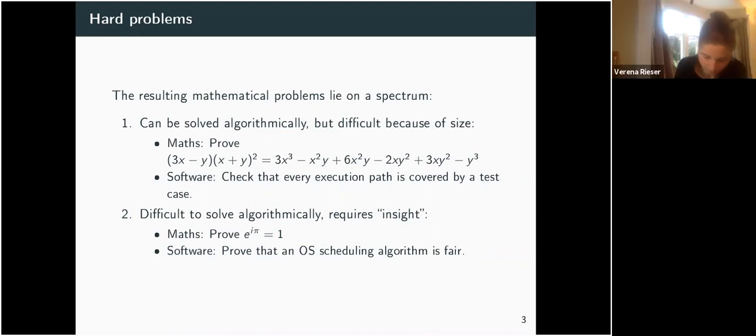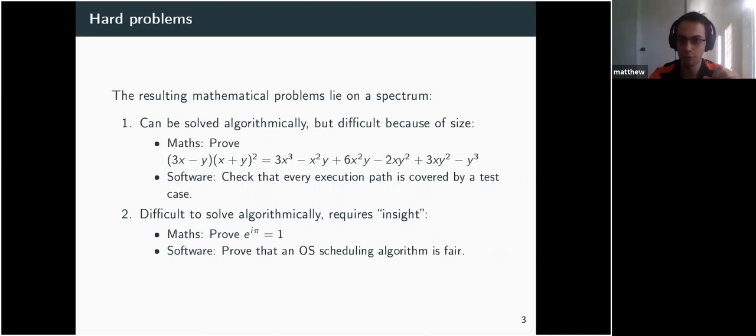So for instance, in maths, you might have this expansion. You can work through it, but most people who haven't done it for a while and aren't doing it every day would probably make a mistake. If this had thousands of brackets, then there's no way that a human's going to be able to go through and check it. But an algorithm can go through and check and prove that the two sides are equivalent. So in software, you might want to check that every single execution path through your program has a test case. So coverage checking. And this is an example of something that you can do algorithmically, but a human would never want to do themselves.